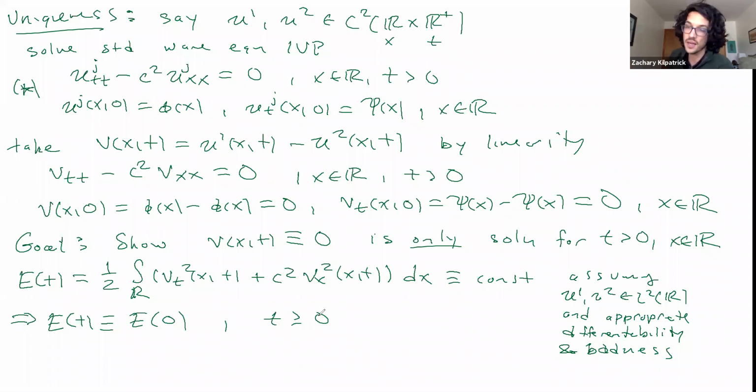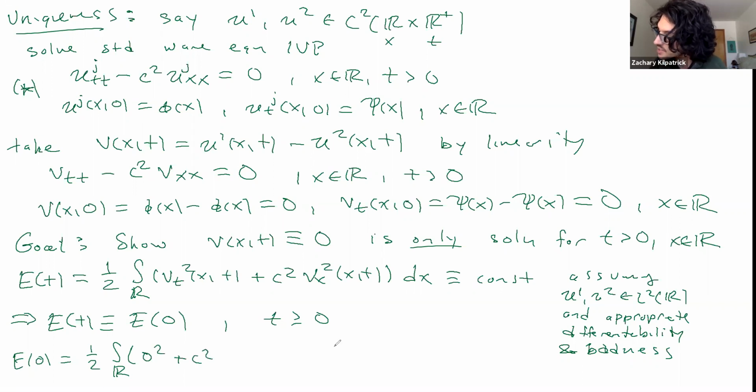But what do we know about E(0)? Well, I can work that out. E(0) is equal to 1/2 the integral over R. What's v_t squared at time equals 0? Well, that's 0.